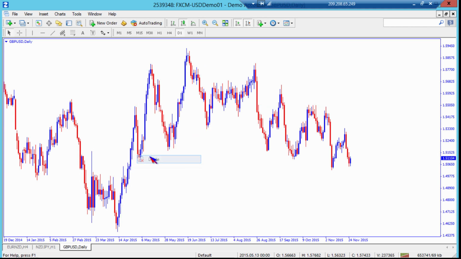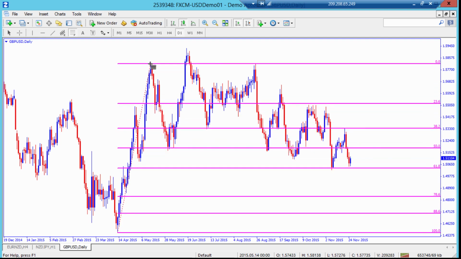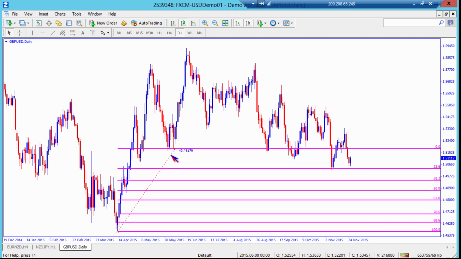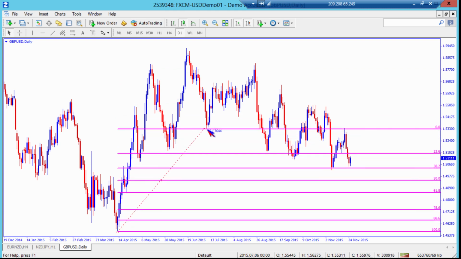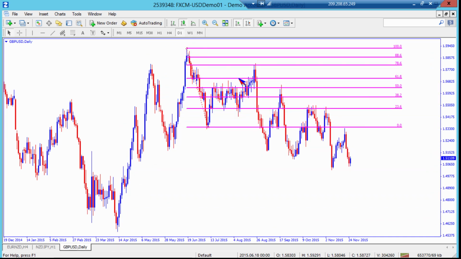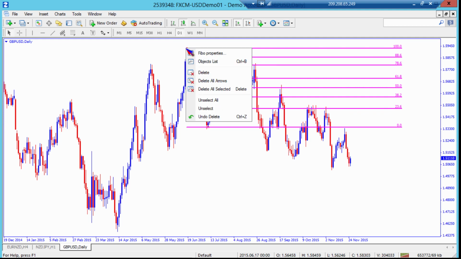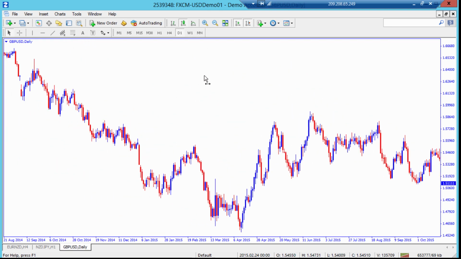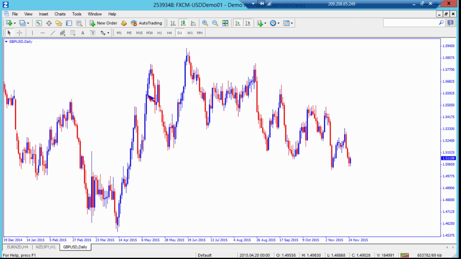So let's remove this again. Depending on the trend, low to high, you're looking for a retracement. Low to high, you got the retracement. And likewise, you can take it from here, low, and you could draw this, you could drag it. High, I'm just showing you how to use the tool. Right click, delete.